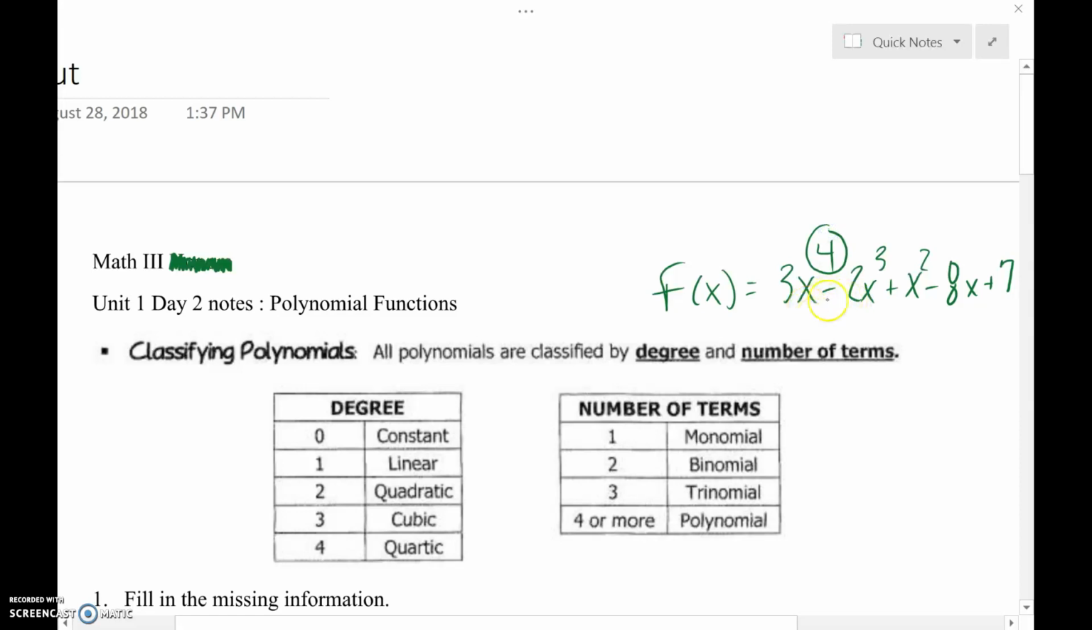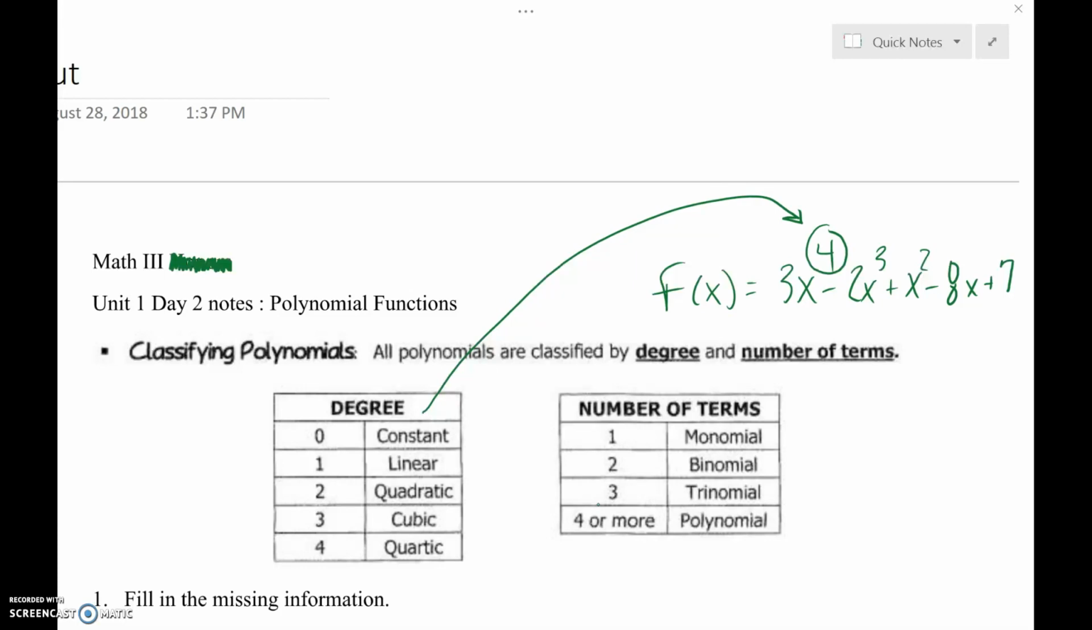No other term, which are these individual pieces separated by plus and minus signs, has a higher power than 4. So the degree of this polynomial would be 4, so we would call it a quartic polynomial. This would imply that it has possible 4 solutions, whether they're real or imaginary, for the entire polynomial. Or another way to think about it is 4 x-intercepts possible, or it crosses the x-axis up to 4 times.